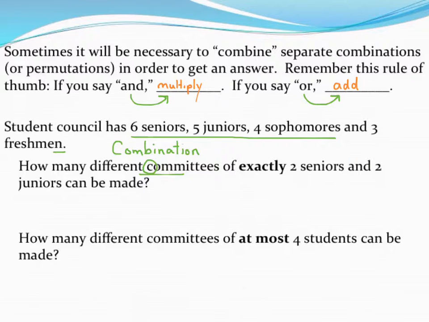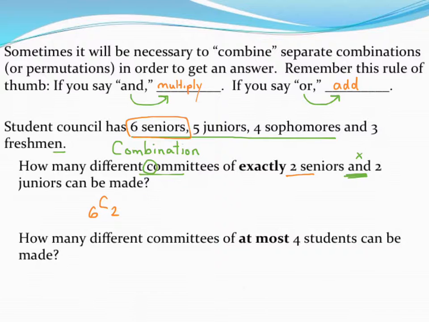For my first scenario, I want to make a committee that has exactly 2 seniors, and there's that keyword that's going to tell us to multiply two things together: exactly 2 seniors and 2 juniors. Let's start with our senior piece. To get 2 seniors, I'm not selecting from everybody; I'm selecting just from the pool of seniors. So I'm going to set up 6C2 to indicate the different combinations I can form of 2 seniors from a group of 6 seniors.